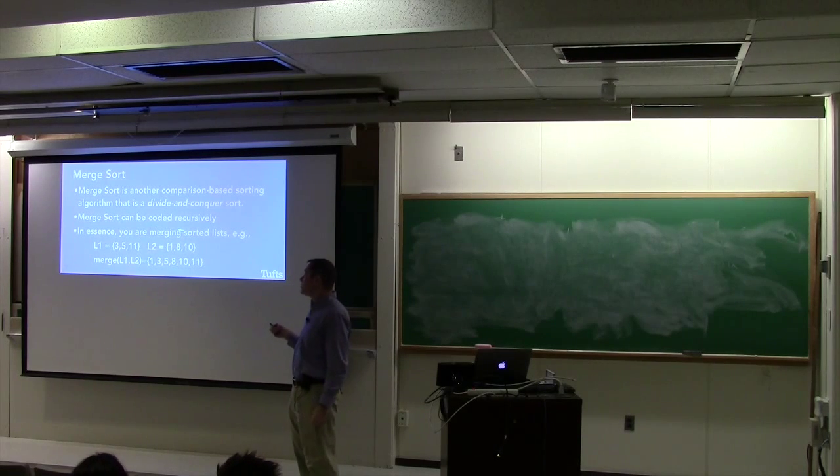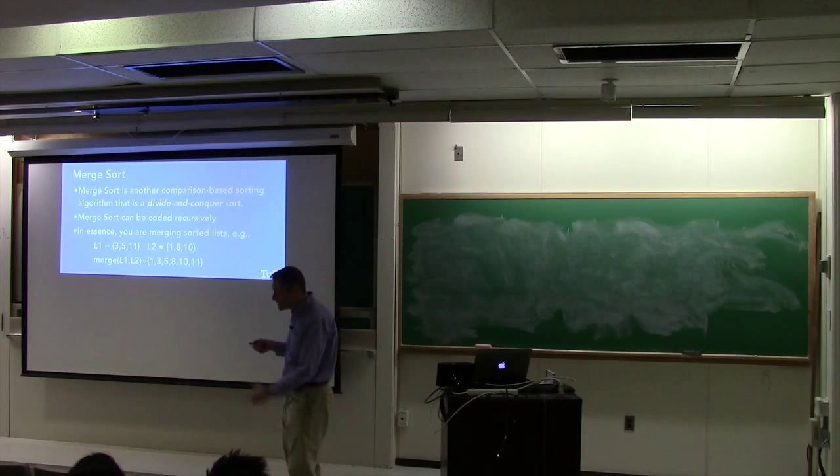OK? Merge sort is almost always coded recursively. You don't have to, but it's easiest to do that way. And in general, you are merging some sorted lists together. OK? You're merging some sorted lists. And for instance, list 1, 3, 5, and 11, and list 2, 1, 8, and 10, become 1, 3, 5, 8, 10, and 11. OK?